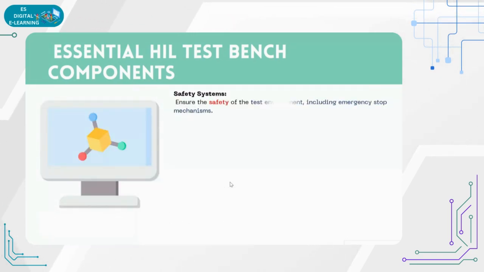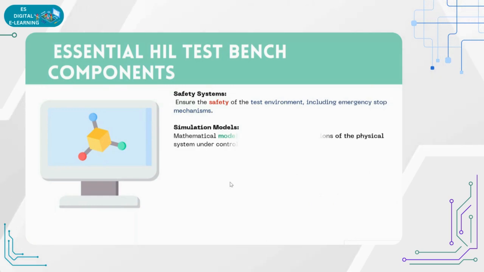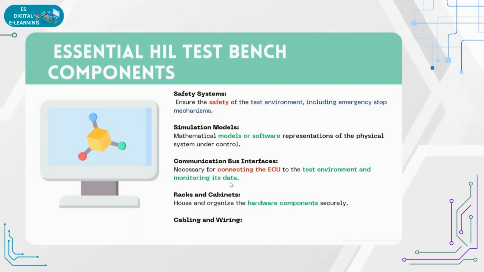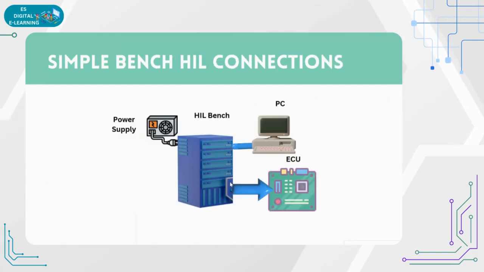Okay, so next is a safety system. Then simulation models and communication bus interface, and the racks and cabinets, and cabling and wiring. To show you simple bench connectivity, as the previous slide showed, here the power supply will be there, the HIL bench and the PC, and the ECU, and here we have the harness. So this is how the HIL bench will be connected in real time.